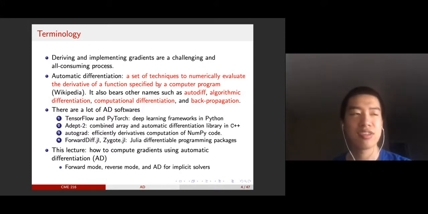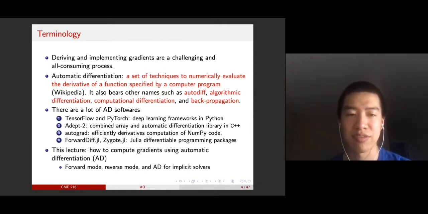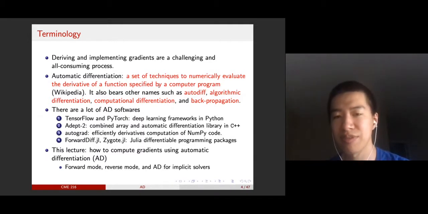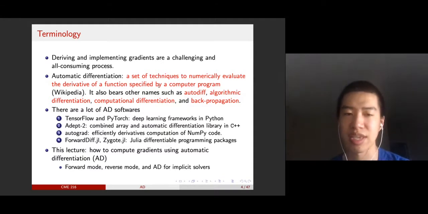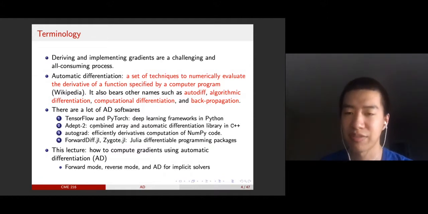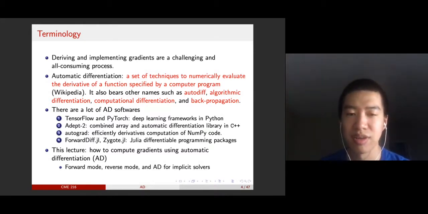There are a lot of AD software nowadays, and people are still developing new ones. For example, TensorFlow and PyTorch are deep learning frameworks. However, in some sense, they are automatic differentiation software. And also Adept, version 1 and version 2, are automatic differentiation tools, and they also have some array support in C++. And you also have AutoGrad in Python, and ForwardDiff and Zygote of Julia.